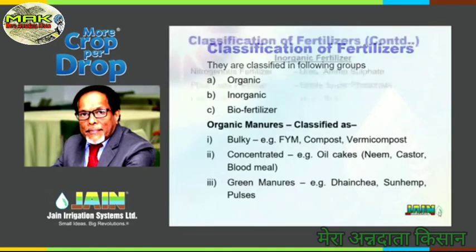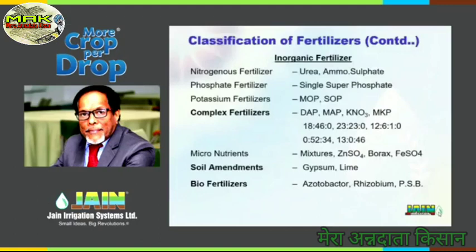Now we classify: we have nitrogenous fertilizers, urea, ammonium sulfate; you have phosphatic, single superphosphate is a well-known fertilizer used in India. You have potassium fertilizers, which is MOP, muriate of potash, or SOP, sulfate of potash. Then you have a lot of complex fertilizers. These are made complex in the factory; you are not doing it on your own. DAP, diammonium phosphate, monoammonium phosphate, potassium nitrate, monopotassium phosphate. These are some of them.